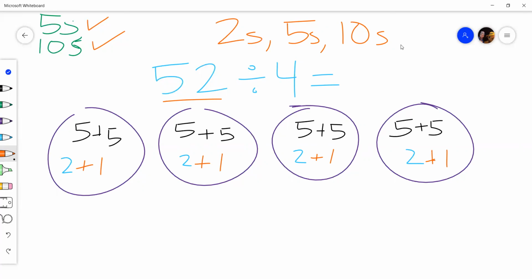So you see there, I actually did some skip counting by 5s. I did some skip counting by 2s and skip counting by 1s. Again, every time giving the same amount to each circle. That's the equal groups part of it. And then let's just look at what we got. We have 5, 10, 12, 13. So 52 divided by 4 is 13.